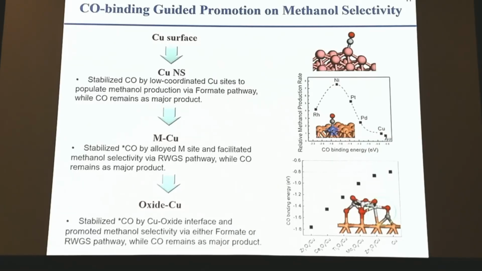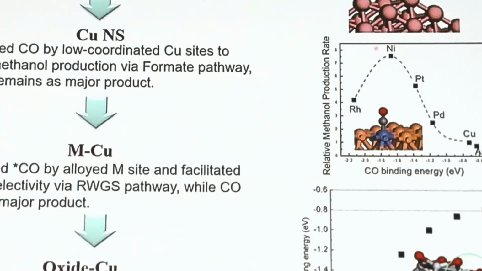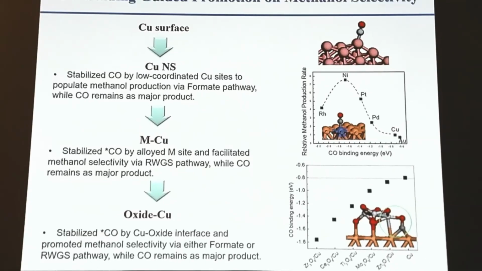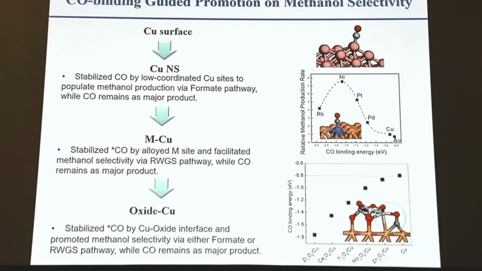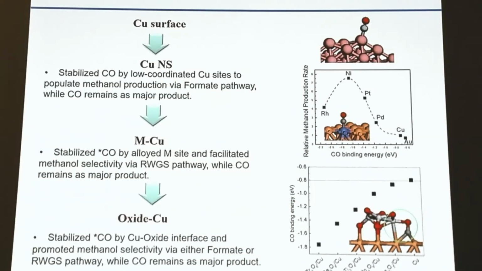Here is the CO binding. Here you see that when you introduce palladium, platinum, nickel, and rhodium on the surface, you see a significant increase of CO binding, and therefore the methanol production rate, especially for nickel. And I see Eve in the audience, who did work years ago that nicely showed the promotion effects of nickel doping on copper with CO2 hydrogenation.